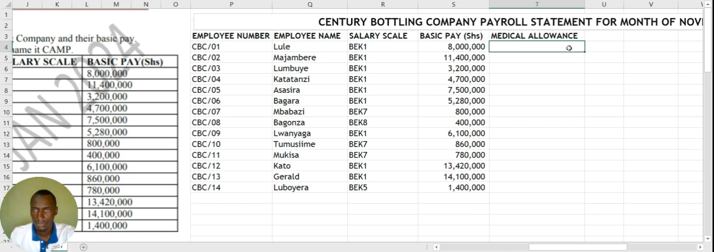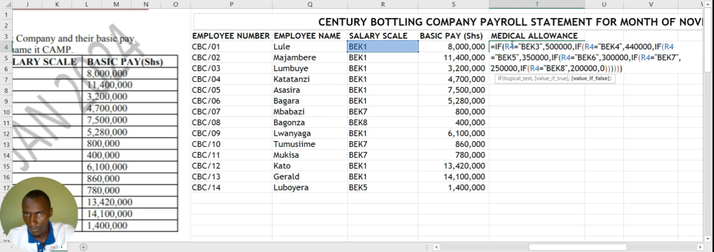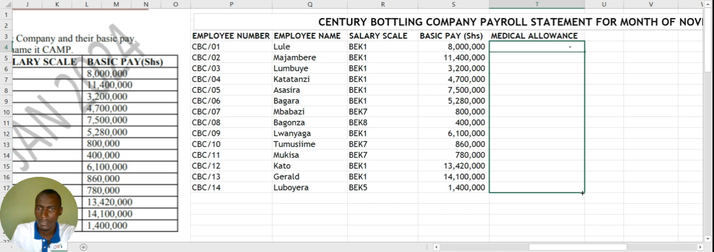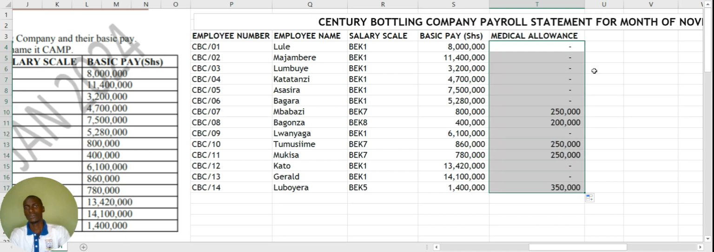Okay. Why is it giving me a dash? Let me try to check and see. Okay, so where you see a dash, just know that that employee is not entitled to any medical allowance. The medical allowance will be 0.